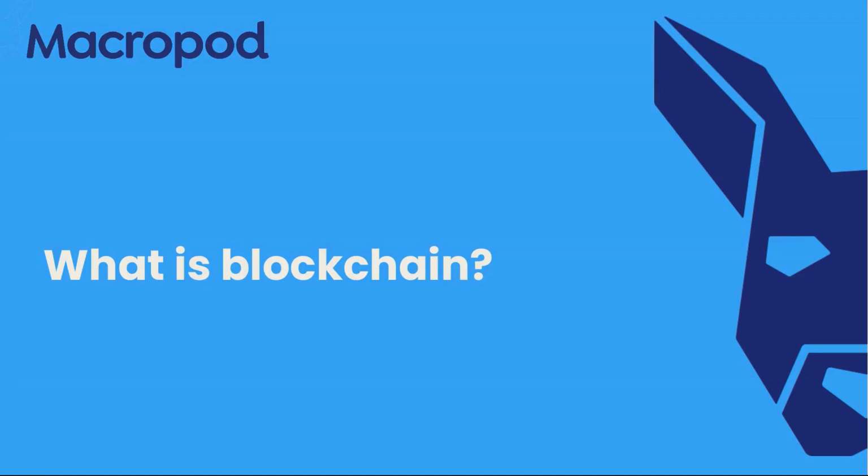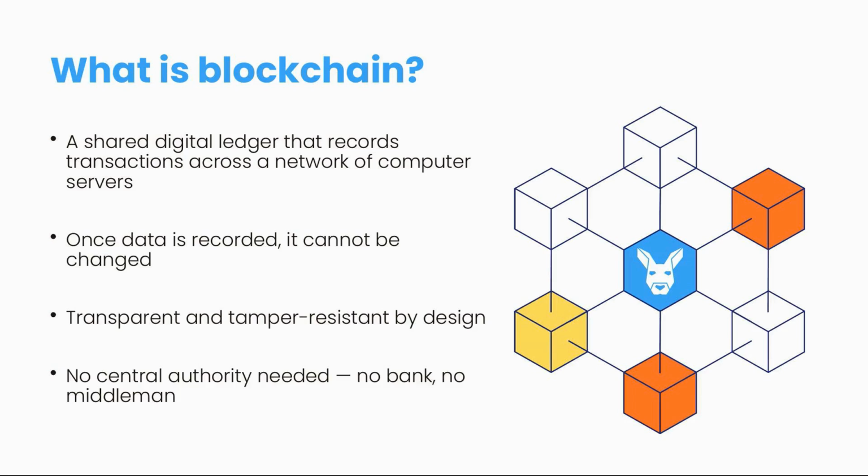What is blockchain? A blockchain is essentially a shared digital ledger. Think of it like an Excel spreadsheet that's copied across thousands of computer servers around the world. Every time a transaction happens, it gets recorded in this spreadsheet. A spreadsheet that is geographically decentralized. In other words, it's a decentralized ledger technology, or a DLT as people call it.